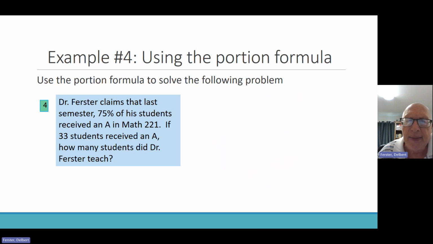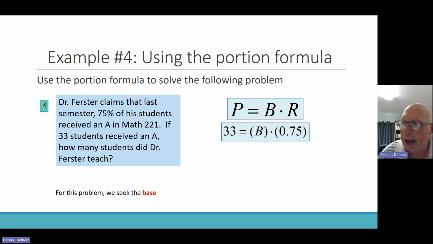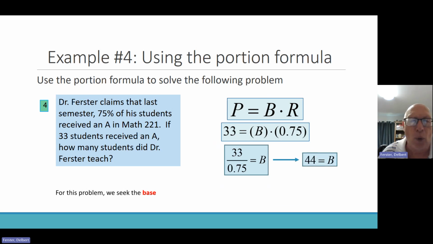All right, one more. This time 75% of the people that first-year teacher taught got an A. The question says, how many did he teach? So in this case, you know the rate and you know the portion. 33 represents the portion. What you don't know is the base number. All right, so there's your formula. There's your plug-in action, 33 going in for P. Again, for those of you who are part-whole people, 33 is the part, and you're looking for the whole number of students. And calculator time for 33 divided by 0.75, and you realize that 44 students were taught that semester.